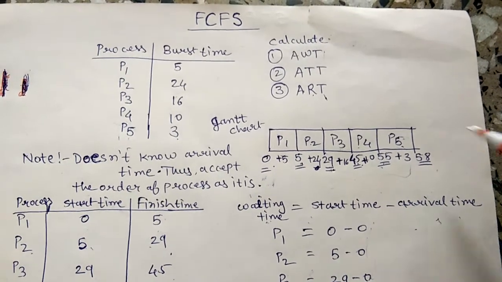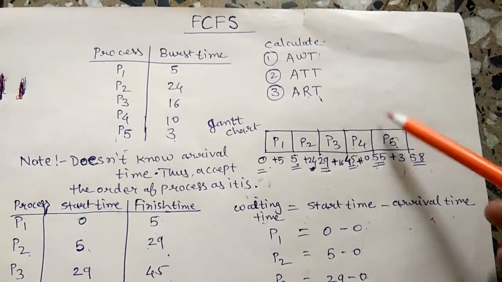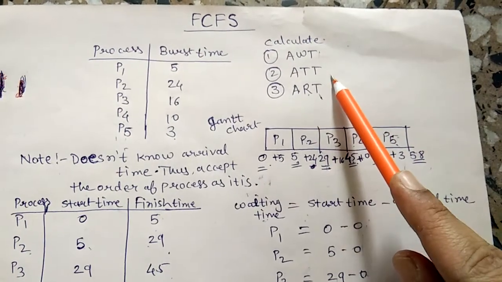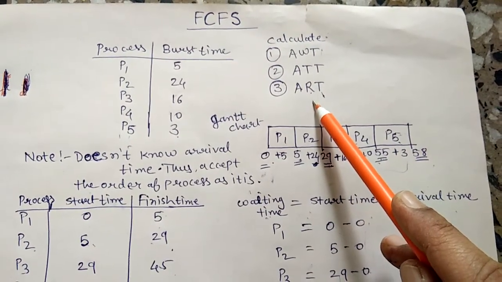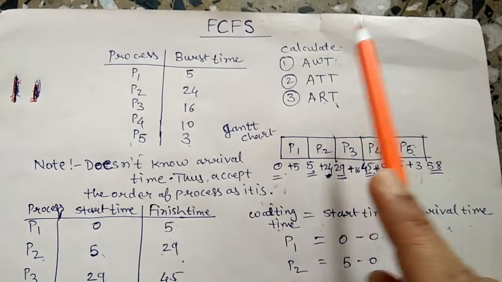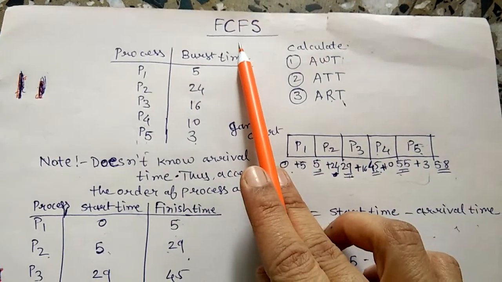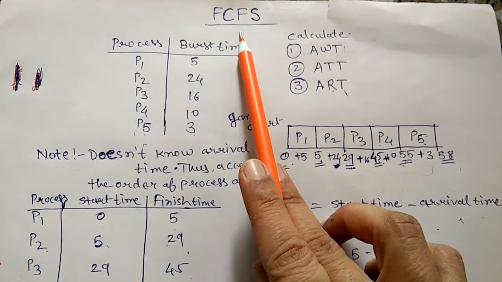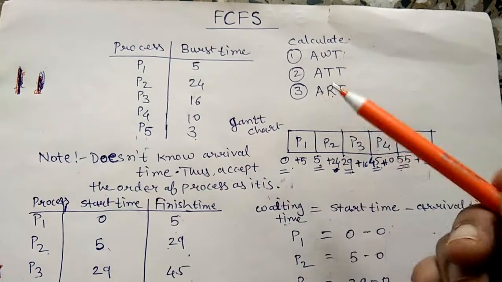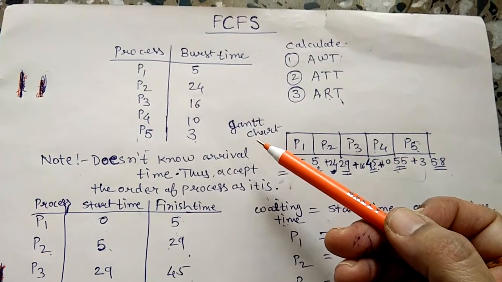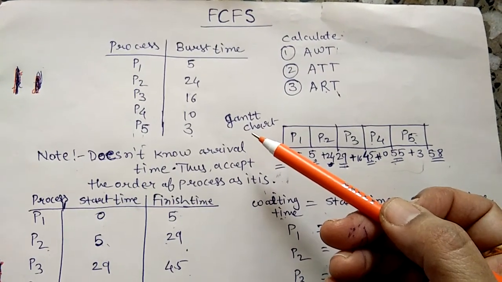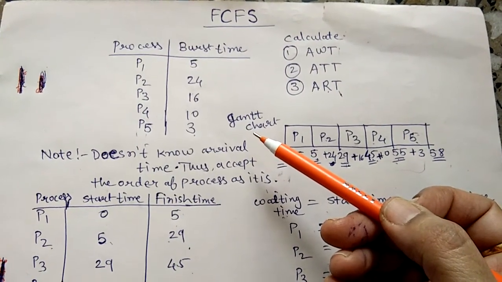In this example, we are going to calculate not only the average waiting time and average turnaround time, but also the average response time. For that, I have considered the first come first serve algorithm. A slightly different thing is there in this example because the preliminary base of FCFS is not present here.